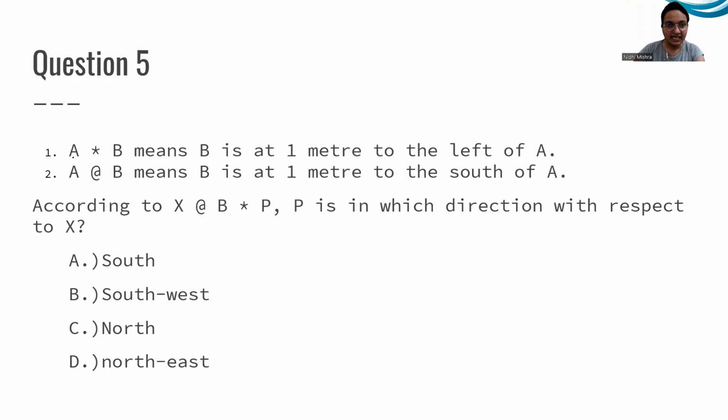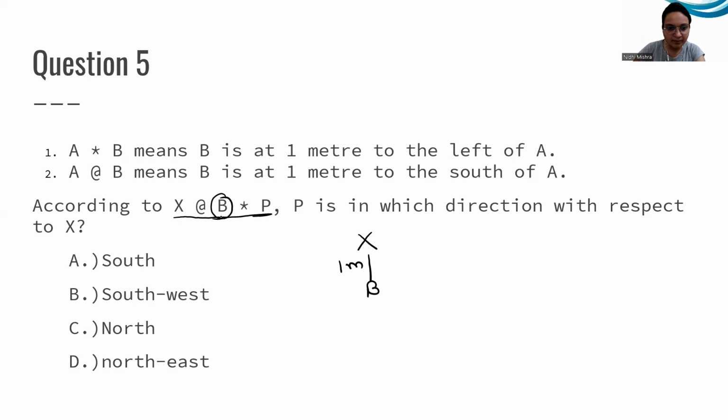Question number 5. A star B means B is at 1 meter to the left of A. A at the rate B means B is at 1 meter to the south of A. According to this, what is X at the rate B? B is at 1 meter to the south of A. X is my A, and south of X is this much. This is B, and this is 1 meter distance.